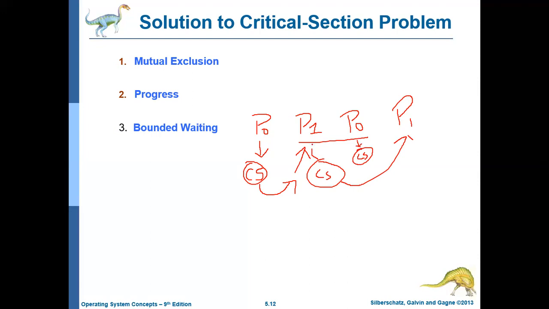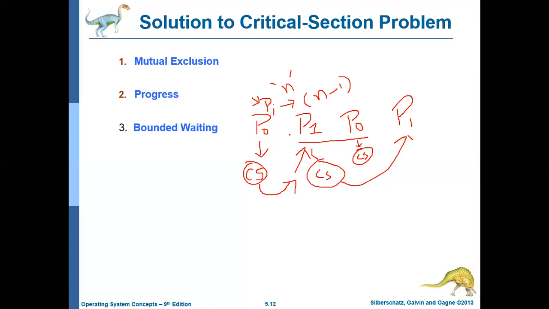So we can generalize this. If there are n processes waiting to enter the critical section, and if currently process pi comes out of the critical section and immediately wants the critical section again, then it should not be allowed to enter unless all the remaining n minus 1 processes have entered the critical section. The remaining n minus 1 processes should enter, and only then should pi get a chance. So this is called bounded waiting.